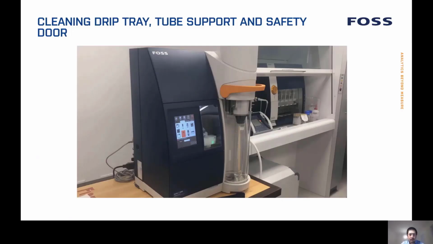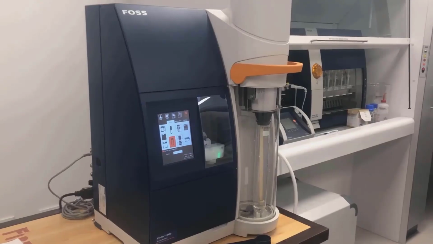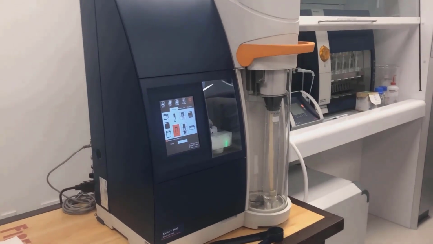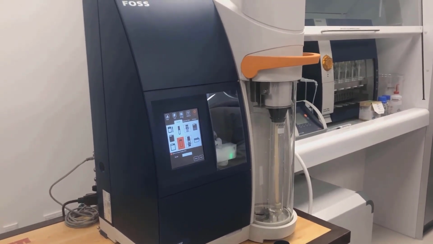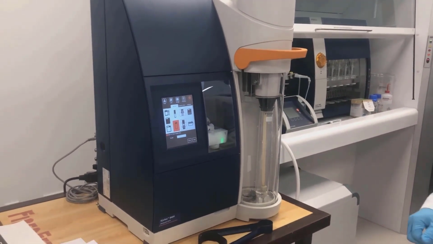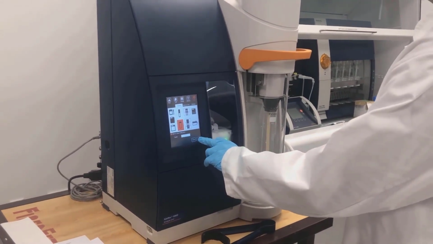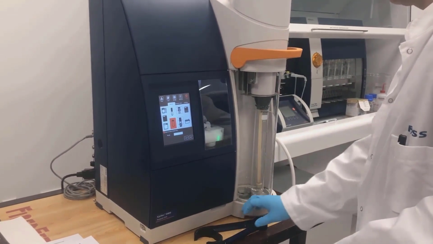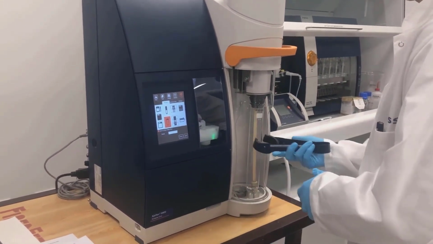And this is the next part. This is cleaning the drip train, tube support, and the safety door. And we will have a look at the video. We start right now for the drip train cleaning and also tube support and safety door. So first, open the safety door and take out the digestion tube.